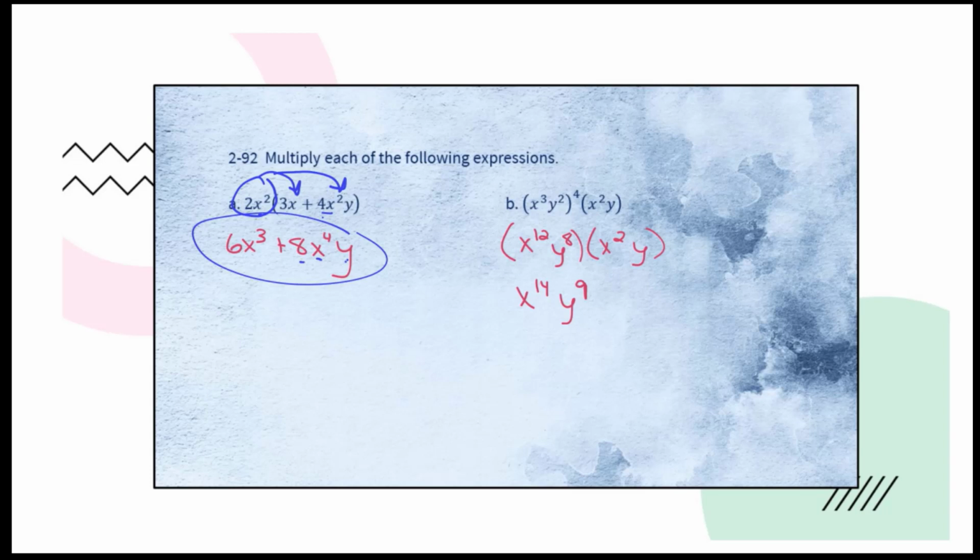On part B, you see I distributed the 4 to the 3 to get the 12. And I distributed the 4 to the 2 to get the 8. And then all I'm doing is multiplying the x to the 12th times x squared, and that's why I get x to the 14th. Then I'm multiplying y to the 8th times y to the 1. And so I get y to the 9th. And so it's x to the 14th, y to the 9th. And that ends 2-92.